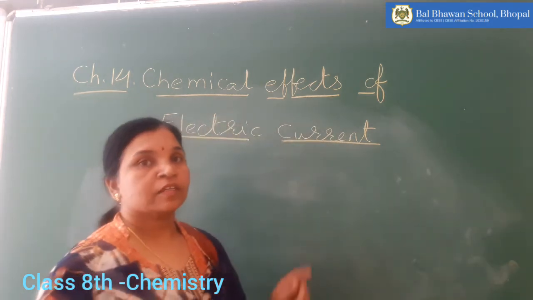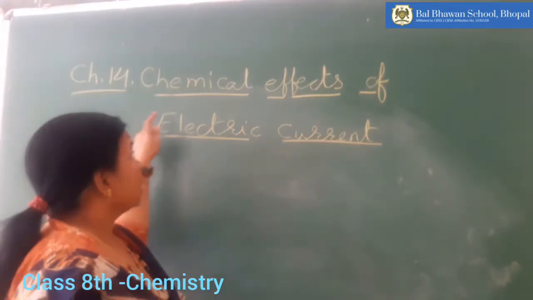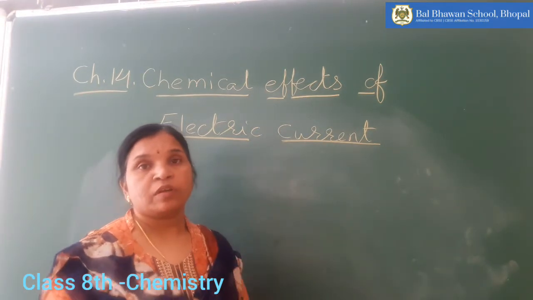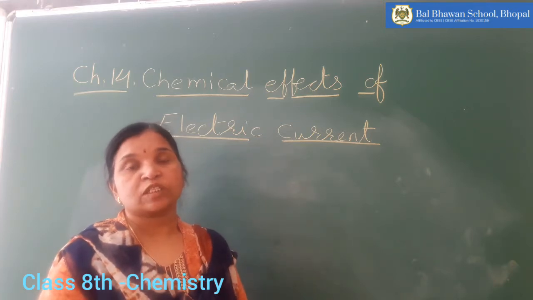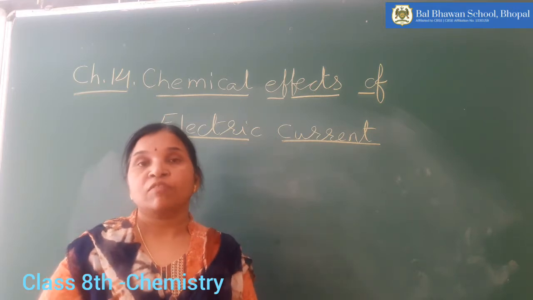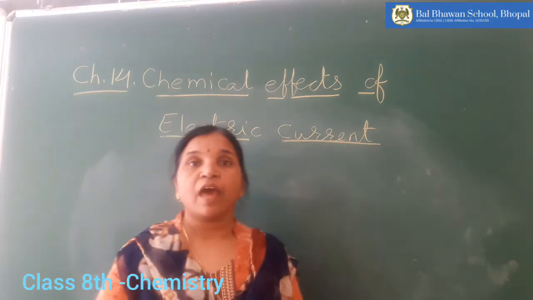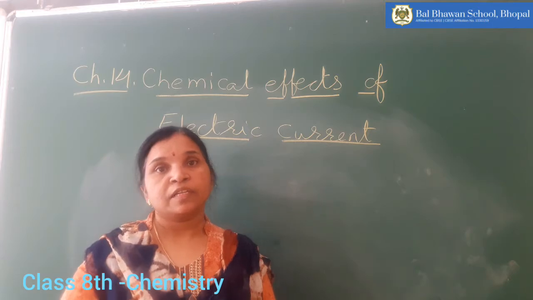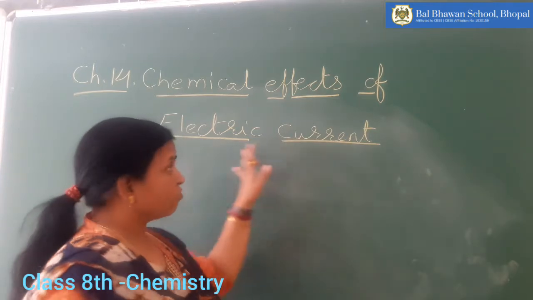Today we are starting a new chapter, that is chapter number 14, Chemical Effects of Electric Current. If you remember, last year we discussed two different effects of electric current: the heating effect of electric current and the magnetic effect of electric current. This year we will be discussing the chemical effect of electric current.